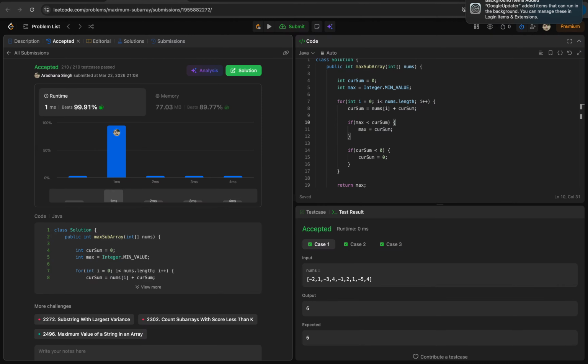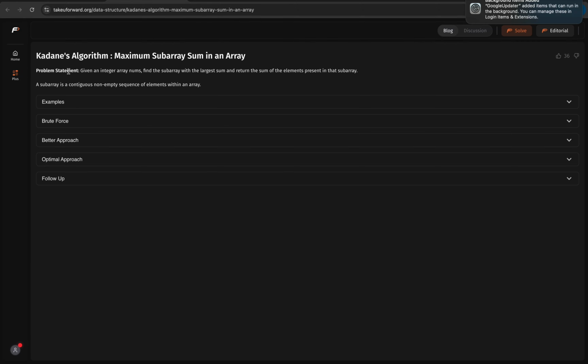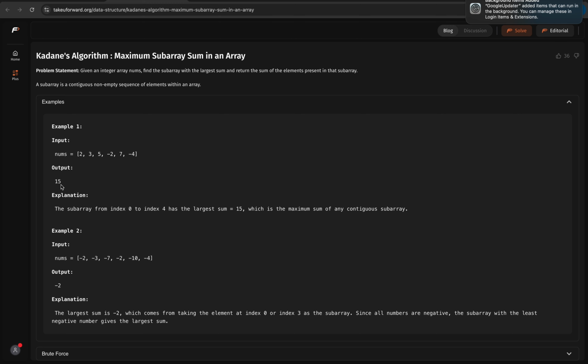Great, we'll mark it as done. Next question is, Kadane's algorithm, maximum subarray. Given an integer array, find the subarray with the largest sum and return the sum of elements present in that subarray. Isn't it the same question? It is the same question, right?